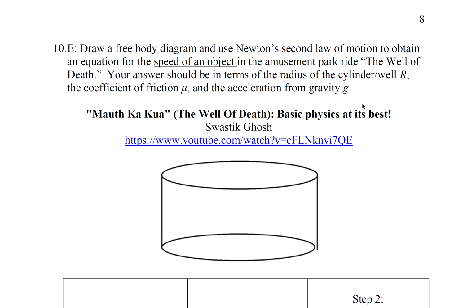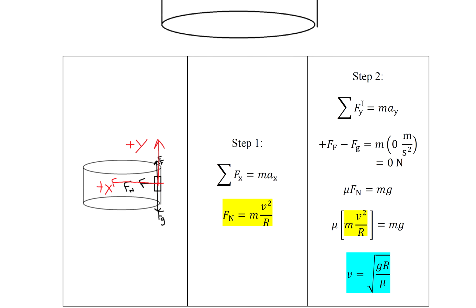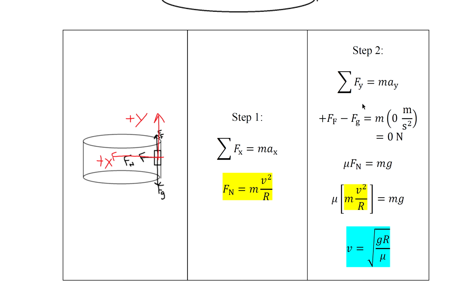Question 10. Draw a free body diagram and use Newton's second law of motion to obtain an equation for the speed of an object in the amusement park ride, The Well of Death. So remember, this well is not moving. The cylinder is not moving. This object is moving in a circle fast enough that it's actually on the wall. So step 1, find an equation for sigma F sub x equals m a sub x. So the normal force is equal to mv squared over r. The normal force is the centripetal force.